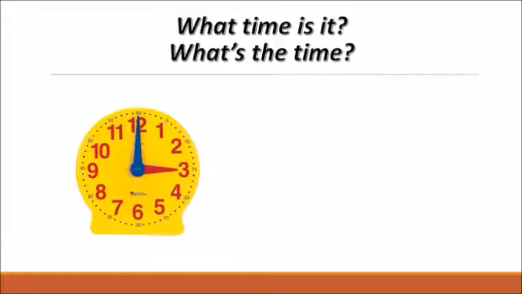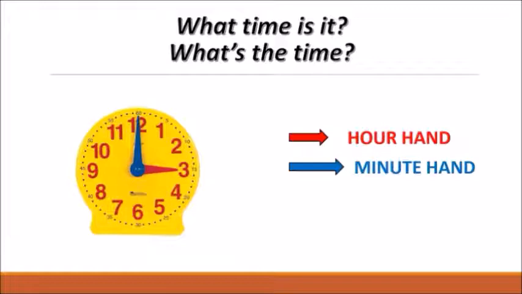Y como dijimos anteriormente, el reloj analógico está compuesto por dos agujas. Una aguja más cortita, que en inglés la llamamos the hour hand, y es la que indica la hora. Y una aguja más larga, que en inglés la llamamos the minute hand, y es la que indica los minutos. Y miren, usamos la palabra hand, que ustedes ya conocen, pero en este contexto no significa mano. En este contexto significa aguja o manecilla.